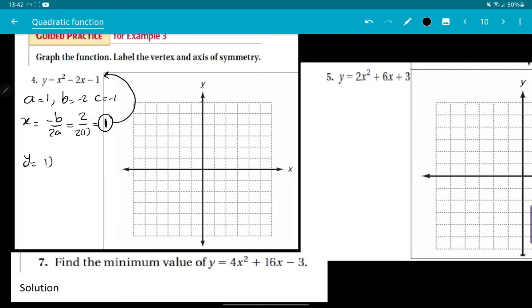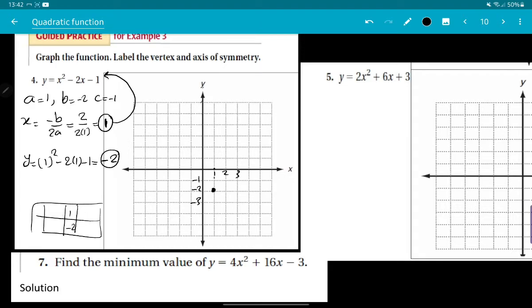Y equals 1 squared minus 2 multiplied by 1 minus 1. This is negative 2. Now you know the vertex, which is 1 and negative 2. So even if you want to use a table, you should know first that you will put in the middle 1 and negative 2.